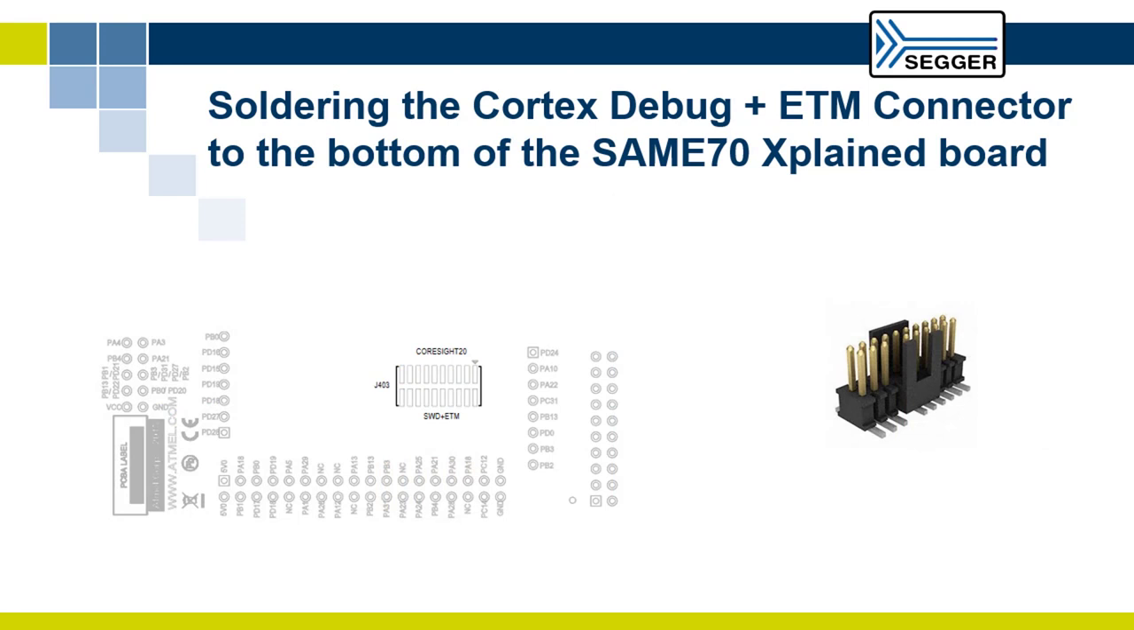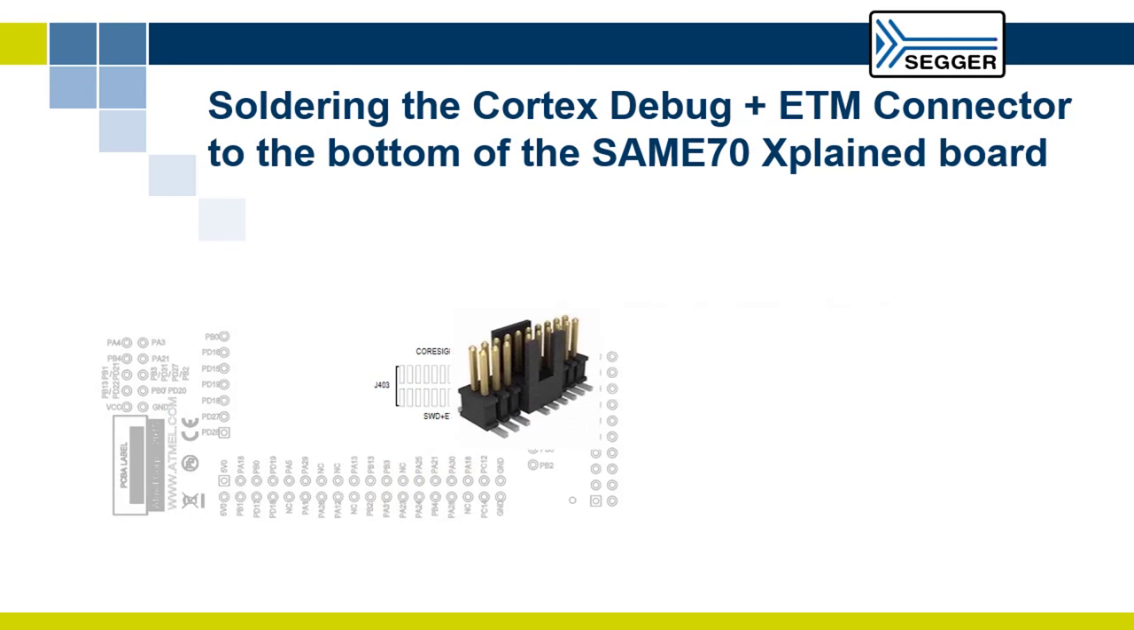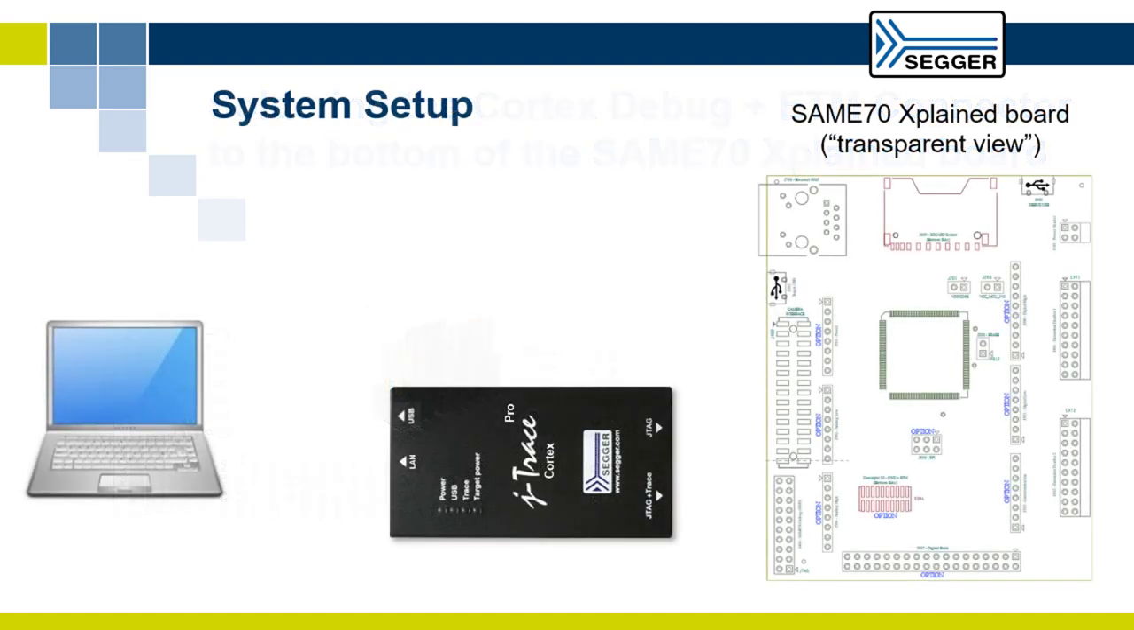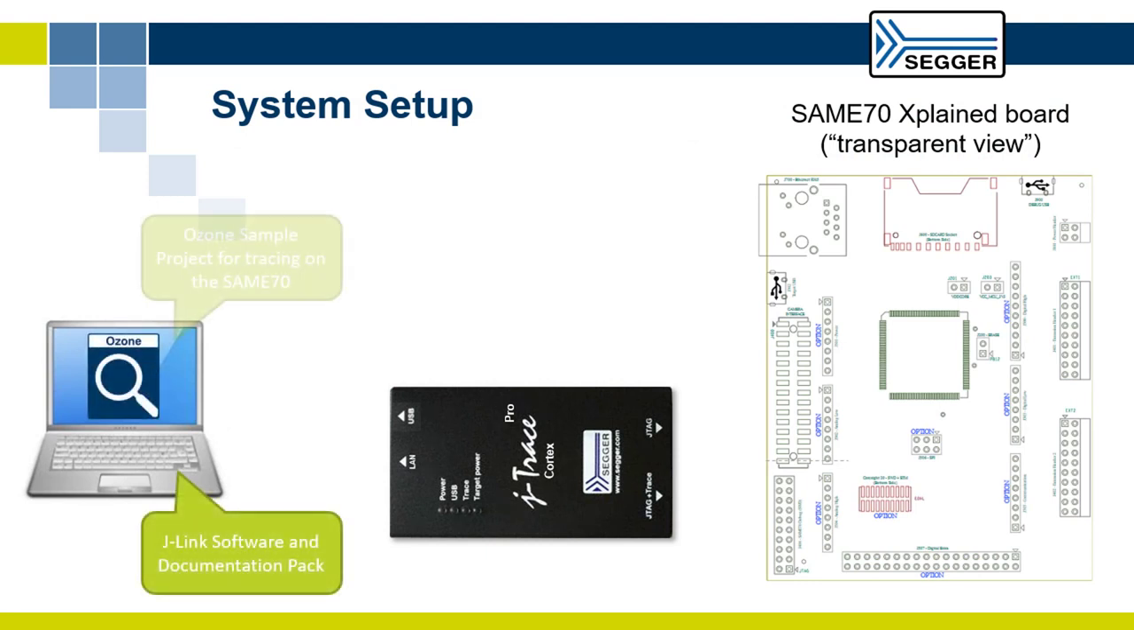First, fire up your soldering iron and solder the Cortex Debug and ETM connector to the bottom of the SAME70 board. Next, make sure you have the SEGGER Ozone Debugger and the J-Link software installed on your machine, and you downloaded the Ozone sample project for tracing on the SAME70 device from the SEGGER wiki.